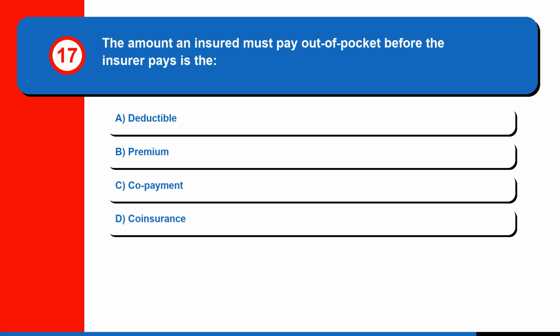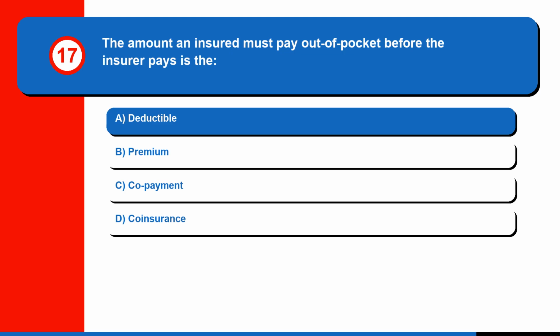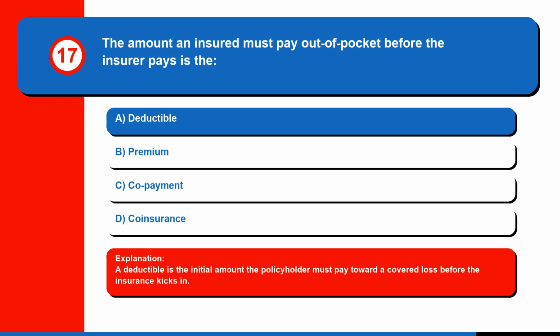Question 17. The amount an insured must pay out of pocket before the insurer pays is the A. Deductible, B. Premium, C. Copayment, or D. Coinsurance. The correct answer is A. Deductible. A deductible is the initial amount the policyholder must pay toward a covered loss before the insurance kicks in.